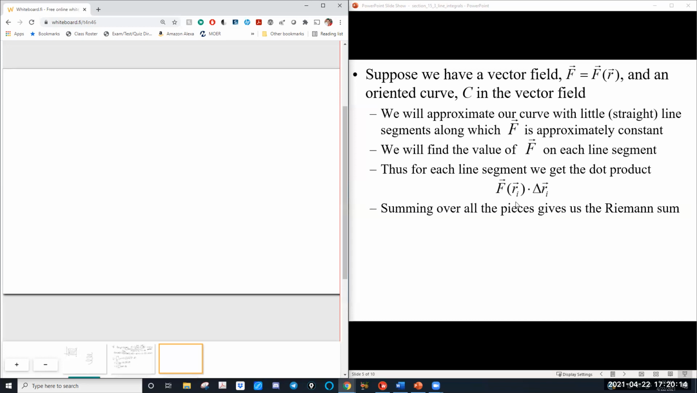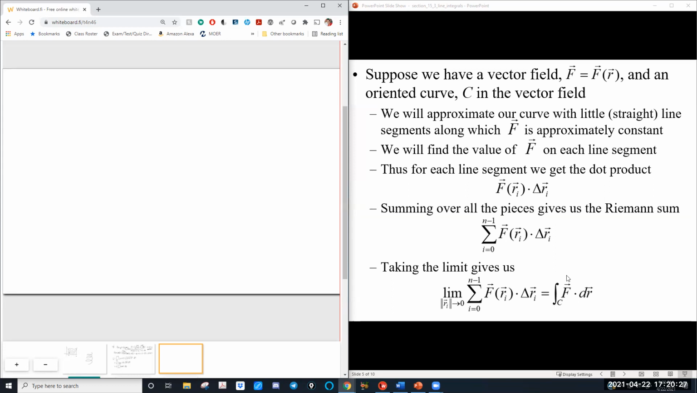Now, we sum up all those pieces, we get a Riemann sum, and then we take the limit as n goes to infinity, and that's where this formula that you saw in the video comes from. This is what we're going to focus on from here on out. I will talk a little bit about the differential form, but I pretty much do them all as dot products because to me, that's the easiest way to set them up. And I'll show you what I mean.